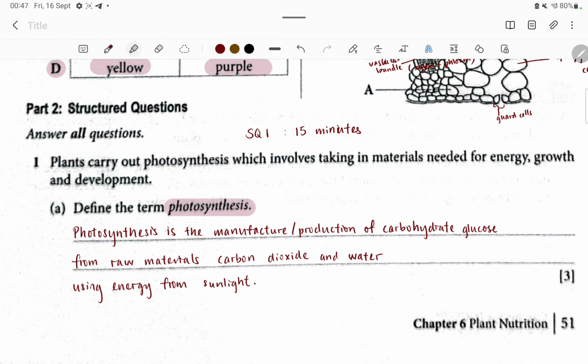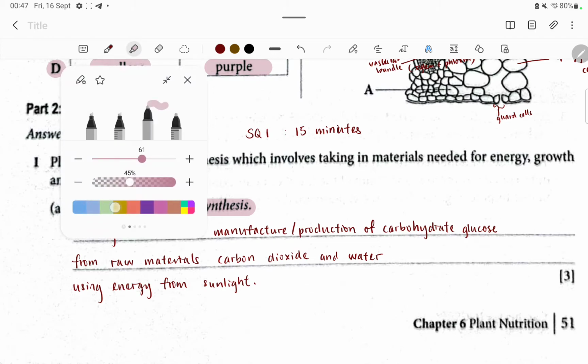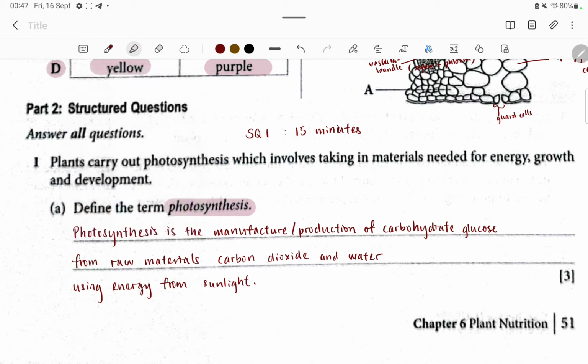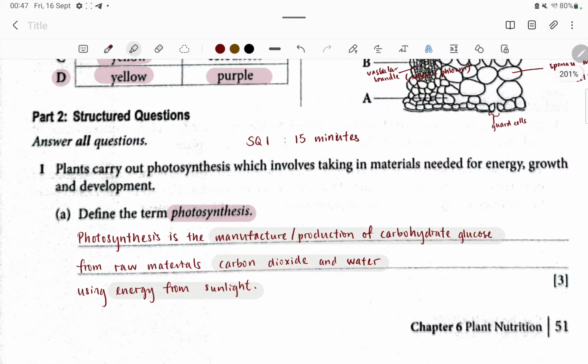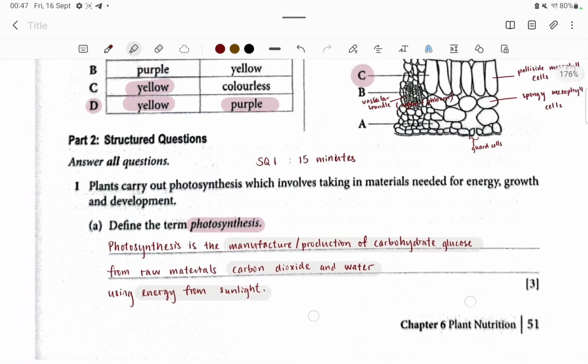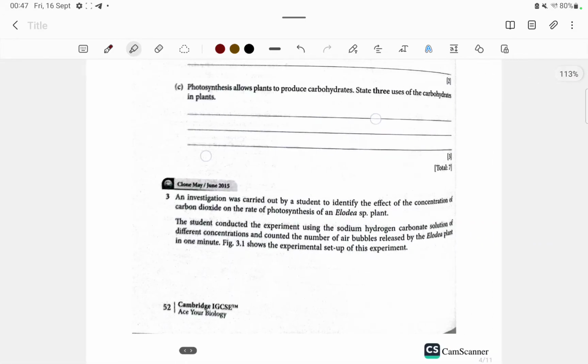Okay, let me find, I think we use this color. Okay, so the first mark will be at manufacture of, and then you must write glucose and then after that, from raw materials. Which raw materials? Carbon dioxide and water, must write. And then after that, using energy from sunlight. So this one you write down, and then we'll be moving on.